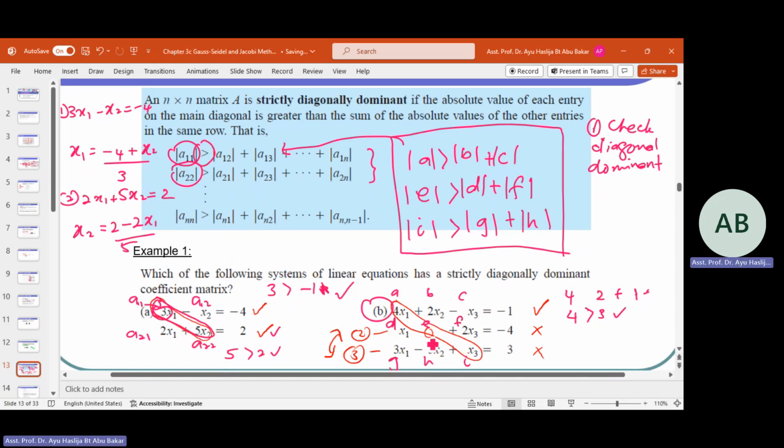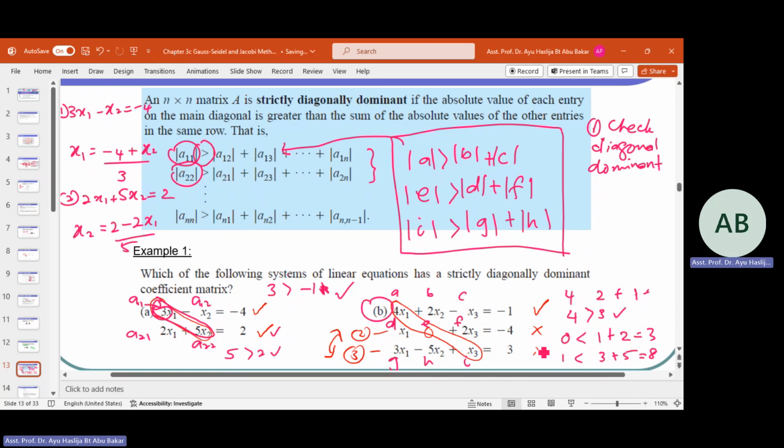E, in the second equation, there is no x2, so E is 0. D plus F, D is 1 plus 2, of course 0 is smaller than 3. Smaller, so it doesn't meet the diagonal dominance rule. Third one, which is I, 1, versus G plus H, G is 3 plus 5. So 1 is smaller than 8. It doesn't meet the rules as well.